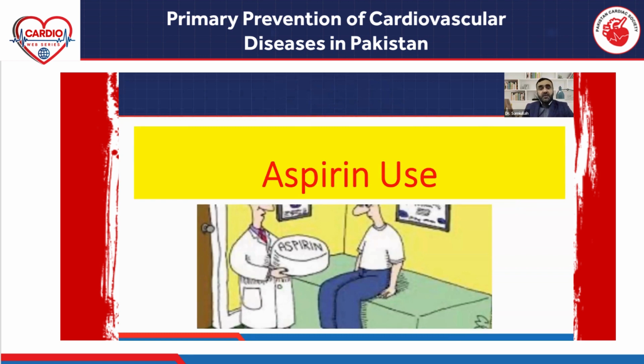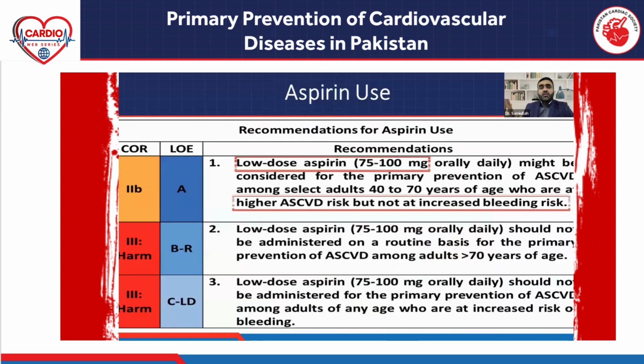Let's talk about aspirin use. Which are the patients we need to give aspirin? The low dose aspirin, 75 to 100 milligram, can be considered. Let's see, this is class 2B.